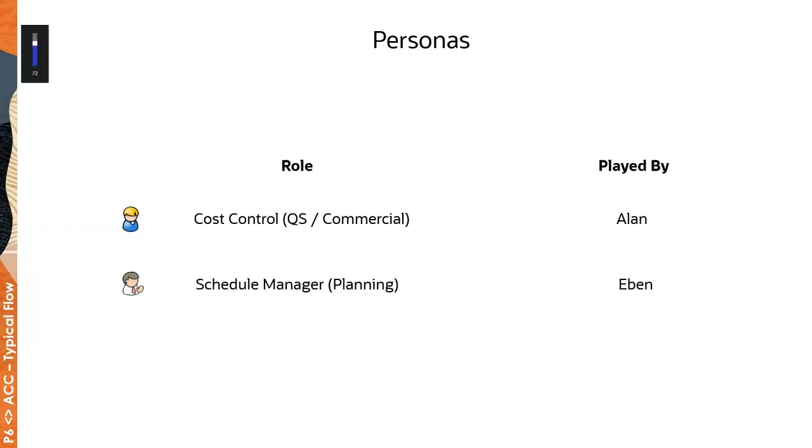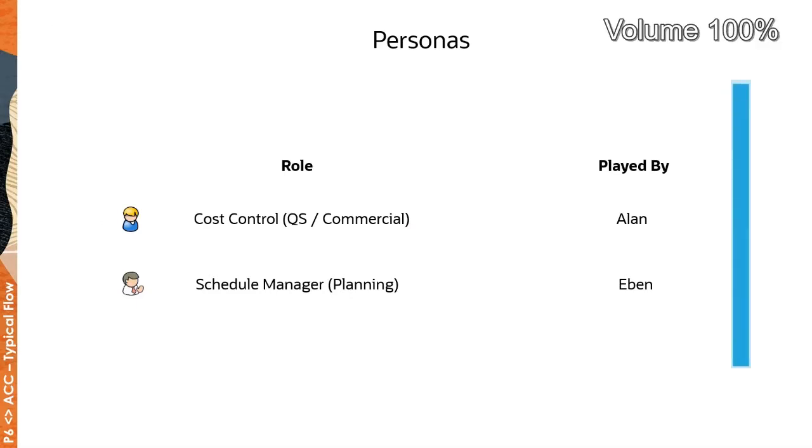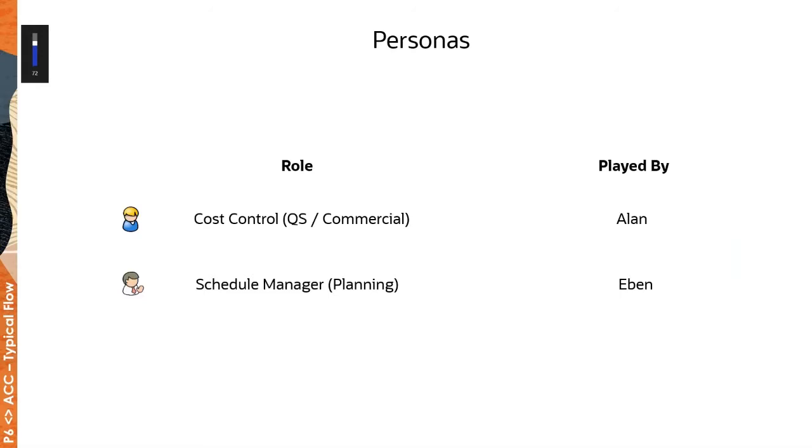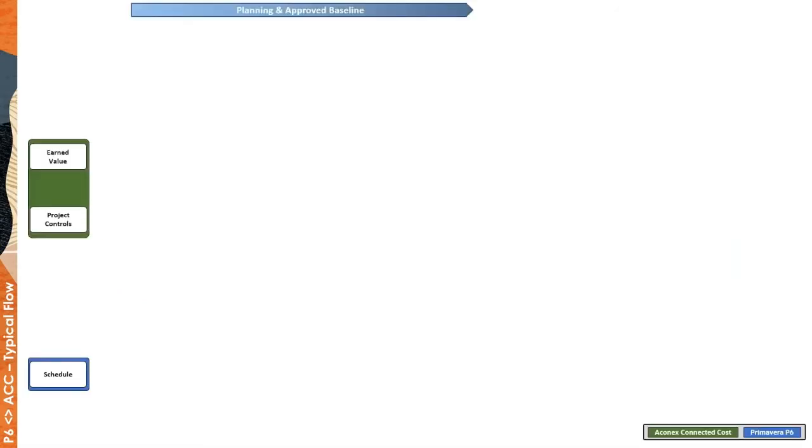Alan, myself, will be playing the role of the cost control team, and Eben will be playing the role of the scheduling team on the P6. We're going to be using two systems in this demonstration, Primavera P6 for schedule and Aconex Connected Cost for the cost control engine. And across the first section, the planning and approved baseline, let's kick off with an understanding of how we would typically build out the schedule.